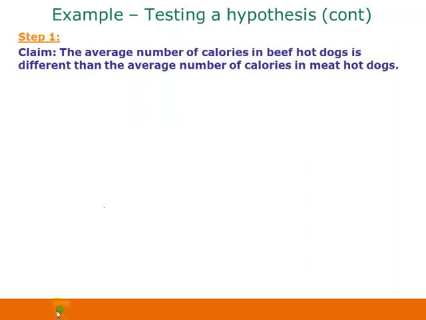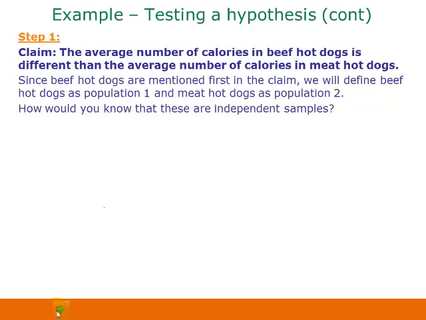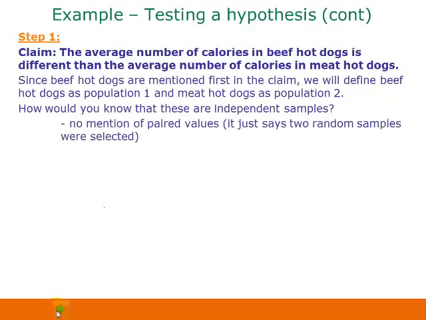So step 1, our claim is that the average number of calories in beef hot dogs is different than the average number of calories in meat hot dogs. Since beef hot dogs are mentioned first in the claim, we'll define those as population 1 and meat hot dogs as population 2. How would we know that these are independent samples? There's no mention of paired values. It just says there are 2 random samples that were selected.